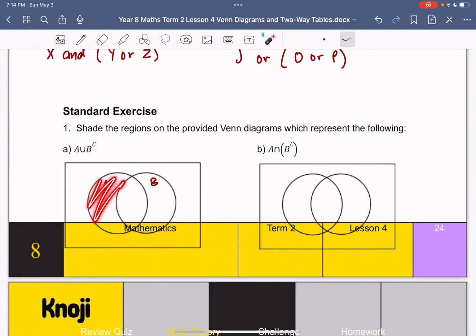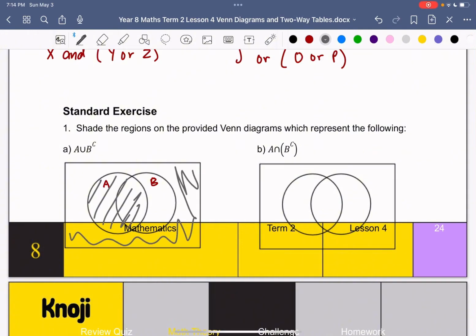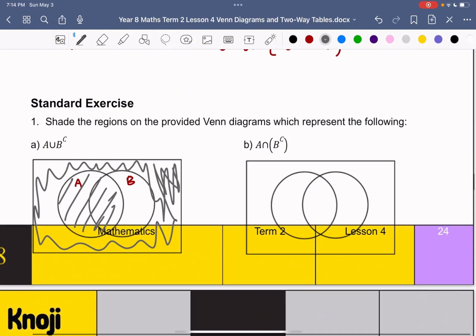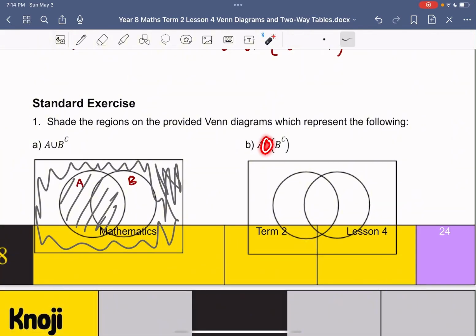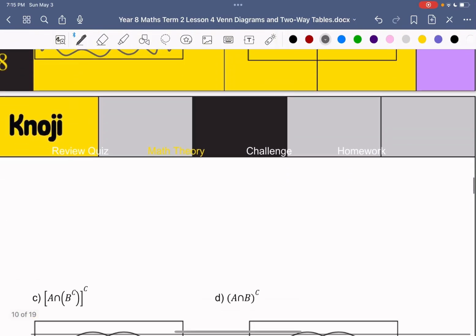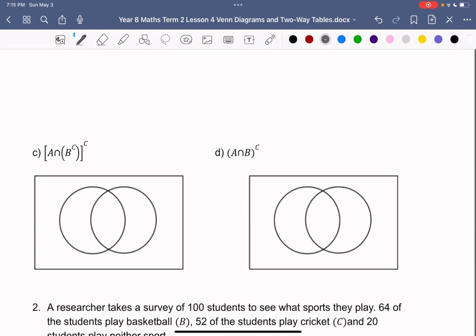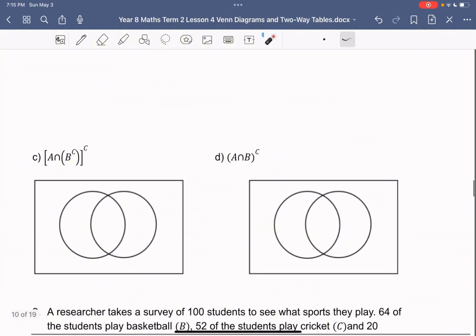Because we either want all of A or anything but B. So I'm just going to label that all of A and anything that is not B. For this one, this is saying A and the complement of B would just be this section over here.